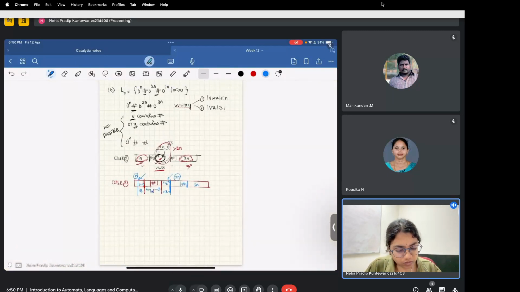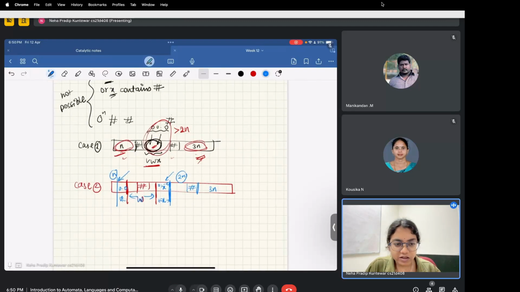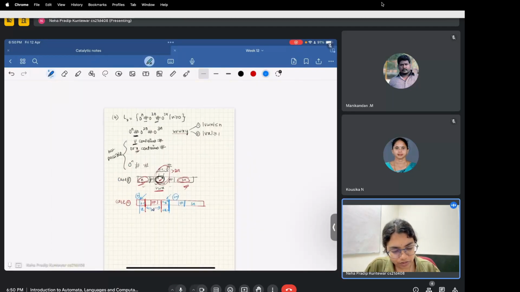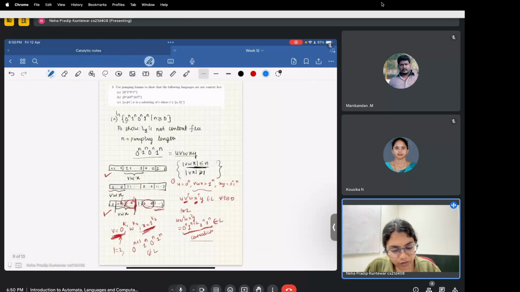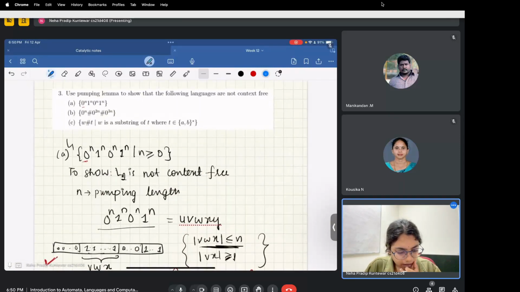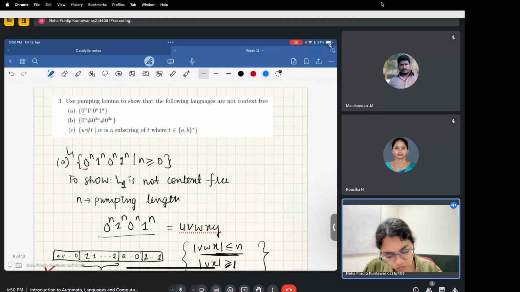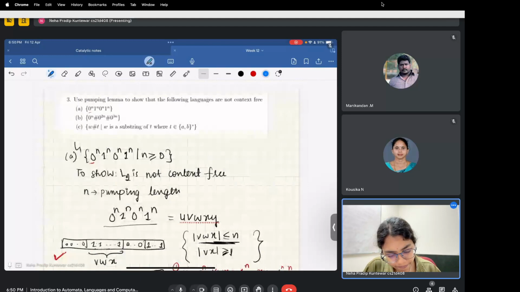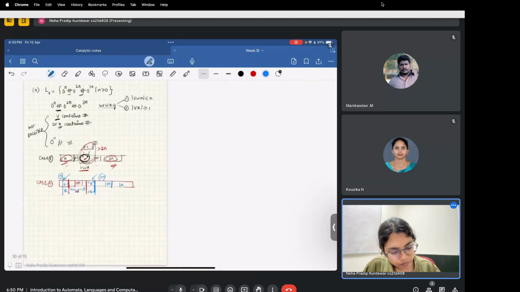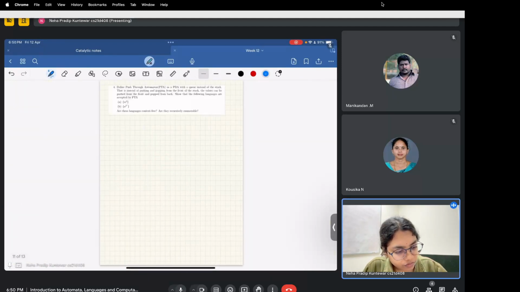So this language is also not context free. Now we will look at the third example, and this is slightly different from the first two, and it will require somewhat of a new trick to work. I'll get this on a new page.